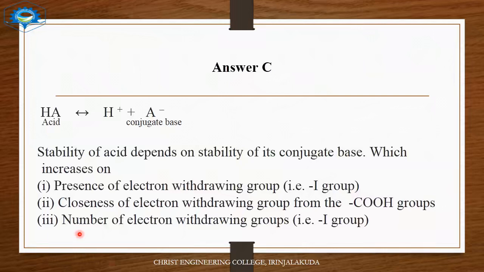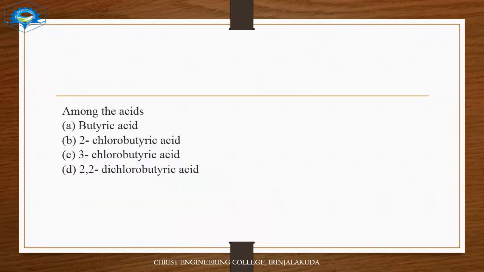Then if one electron withdrawing group is near to the COOH group, then that acid will be stronger. Okay, closeness to the electron withdrawing group from COOH. So, considering these three conditions, we will find the answer. Compare the four acids given in our question.